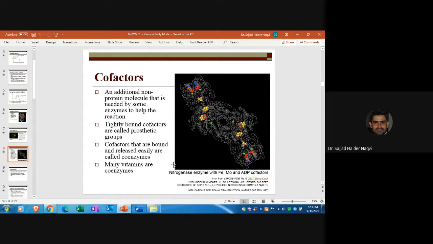So cofactors have another category called the coenzymes, where they can bind with the enzyme and they can be released from the enzyme. So it's a kind of reversible process where they bind with the enzyme when the enzyme has to catalyze a reaction, and once the reaction is catalyzed, they dissociate from the enzyme. So we call them coenzymes. As I said, many of the vitamins are coenzymes. As you can see in the picture, nitrogenase is an enzyme, and the cofactors for that enzyme are iron, molybdenum, and ADP, adenosine diphosphate.